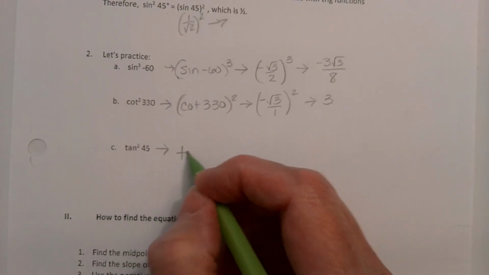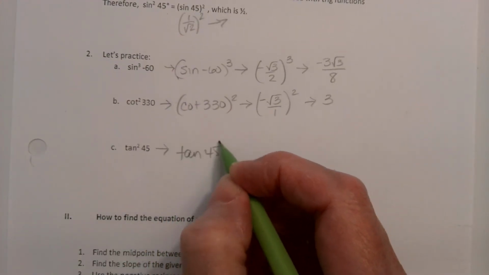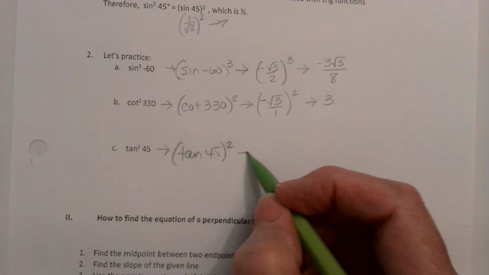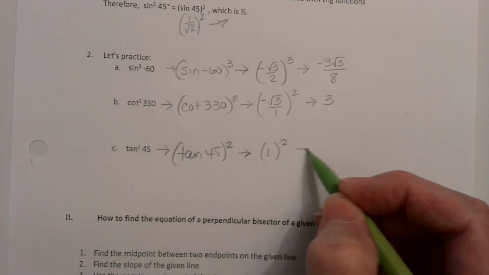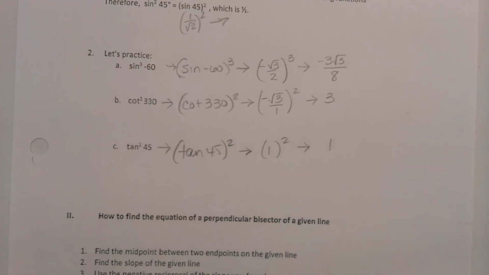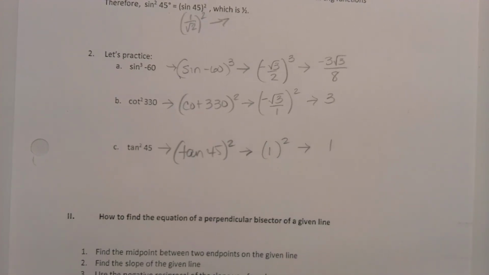This means the tangent at 45, and then you're going to square it. At 45 degrees, tangent is 1. And you square it, and you get a 1. Okay, so I just want to make sure you understood the notation there.